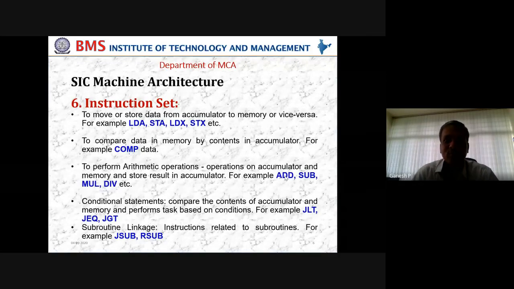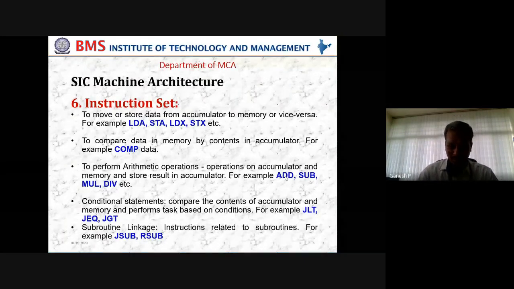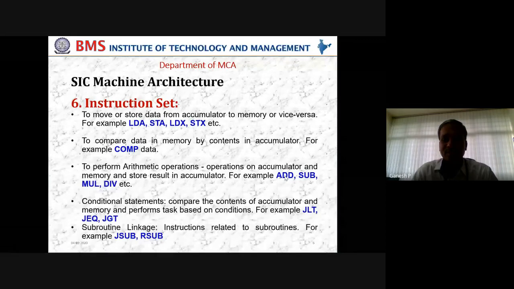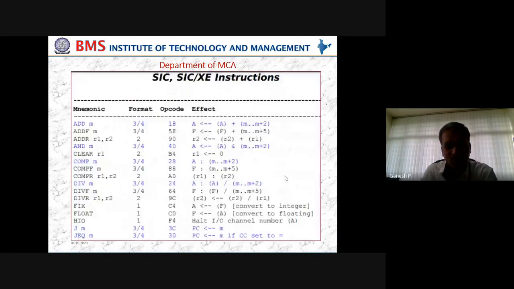As the name says, it is going to compare the contents of two registers or two locations, depending upon the type of instruction we have. Since SIC supports only one instruction format, it is going to be a location or a register depending upon what we have used in the instruction. Second, to perform arithmetic operations, we have simple addition, multiplication, subtraction, division. So ADD for addition, SUB for subtraction, MUL for multiplication, and so on. Let me show some of these instructions, as we discussed in the previous class as well.